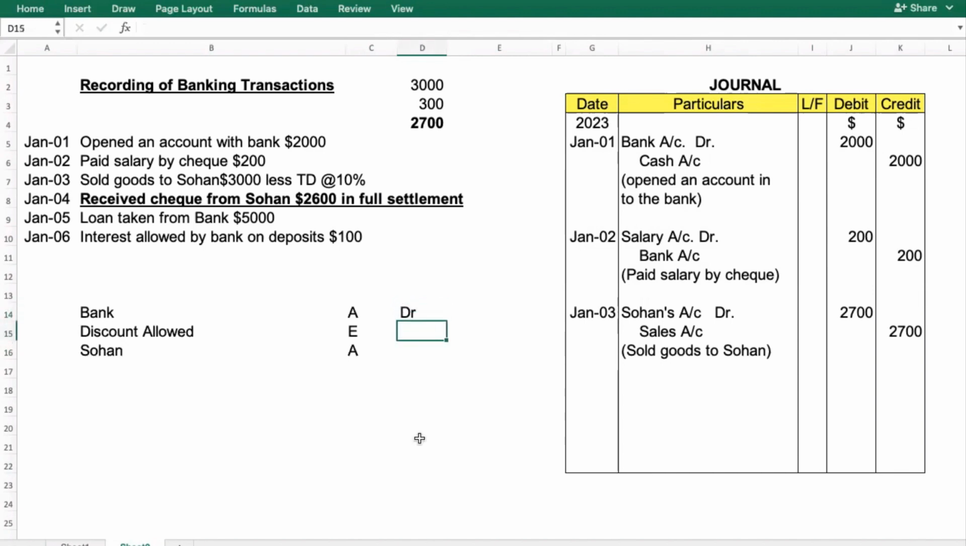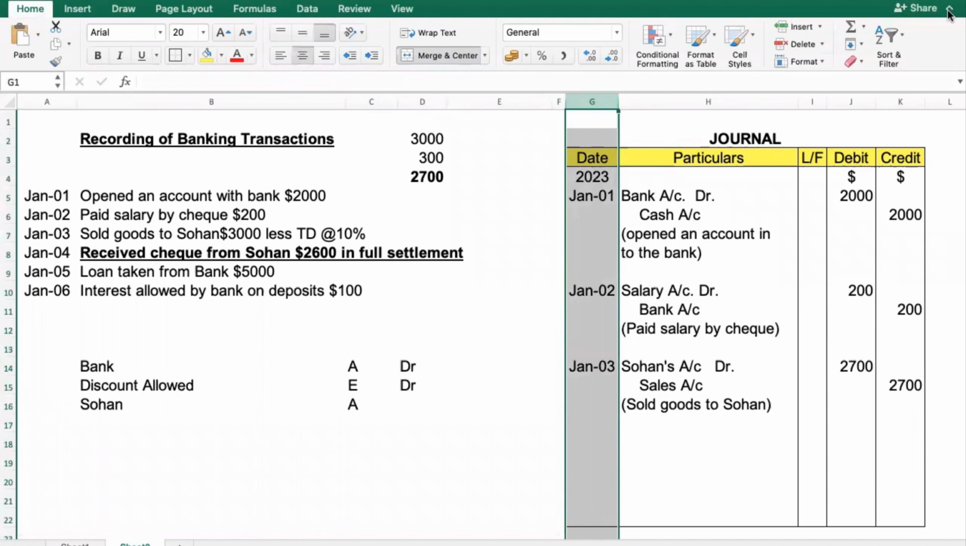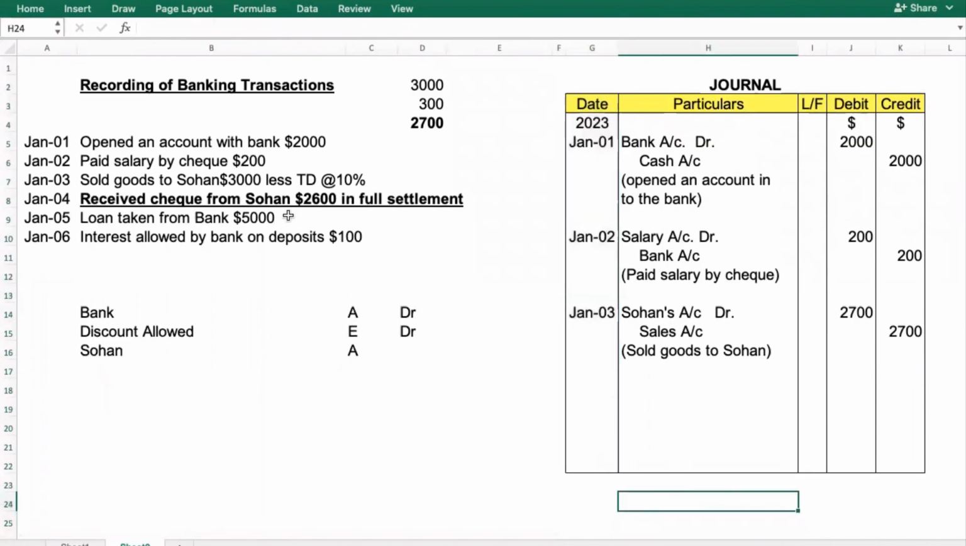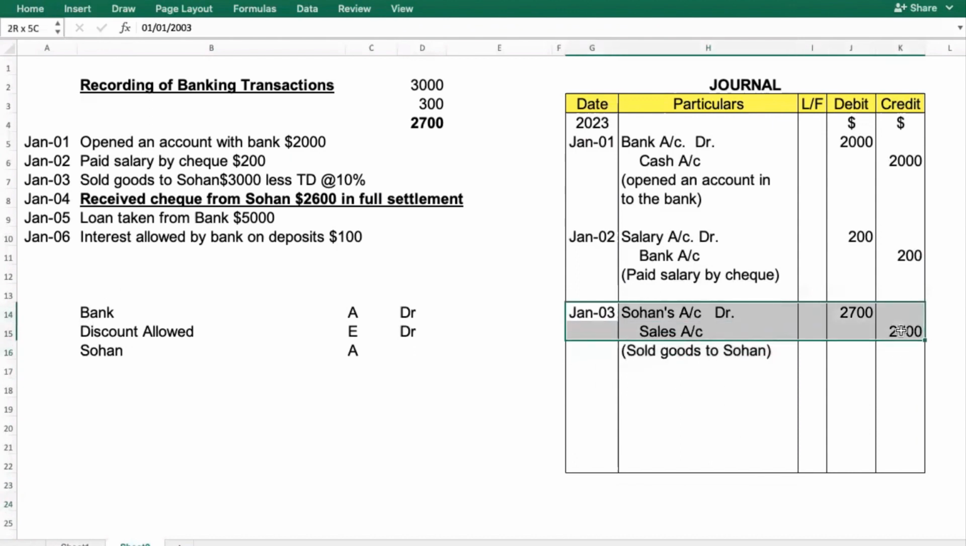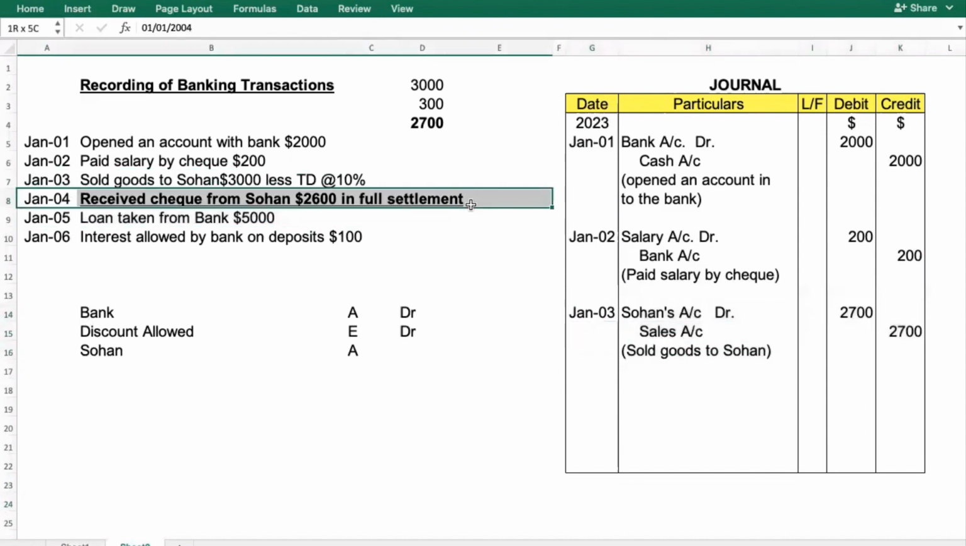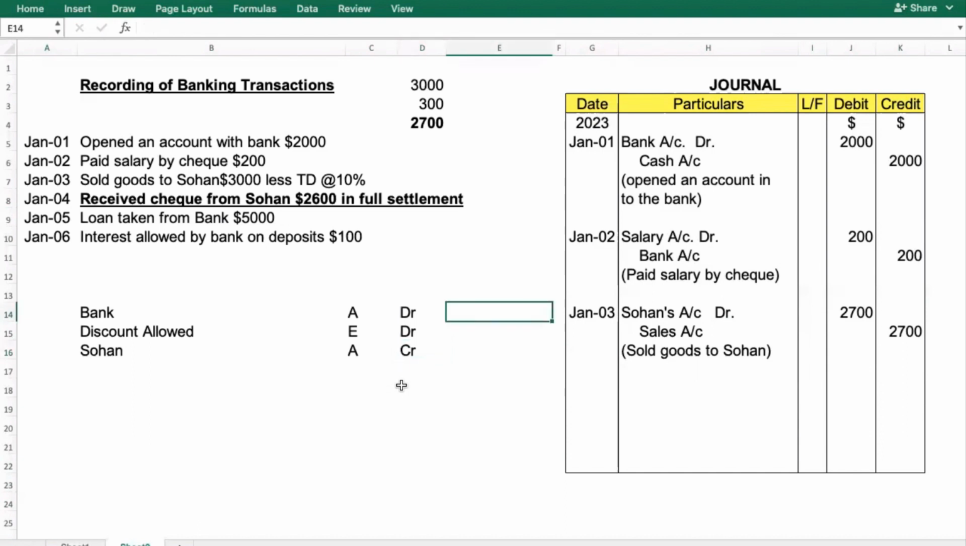Now tell me, is this loss increasing or decreasing? Discount allowed is increasing. Increase in expense, debit. And Sohan, increasing or decreasing? Sohan's asset is decreasing, because after this payment he will not pay me in future. He will owe nothing. Before this payment he owed me 2,700, but after this payment he will owe zero. So decrease in asset, credit. Clear?